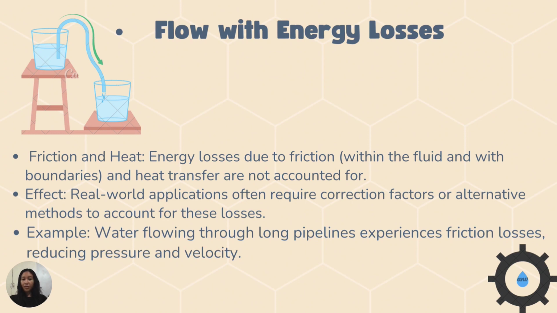So, for example, consider the flow of water through long pipelines used for water distribution or transportation. As water moves through the pipeline, it experiences frictional resistance against the inner walls of the conduit. This frictional resistance results in energy losses, leading to a decrease in pressure and velocity along the pipeline's length. Consequently, the pressure and velocity of the water at the pipeline outlet are lower than those at the inlet, affecting the overall performance of the system.